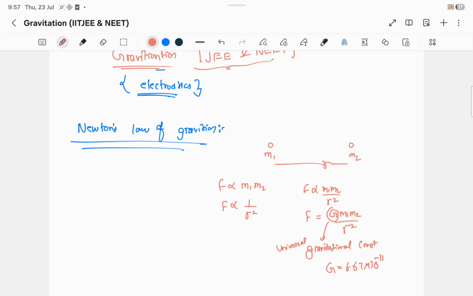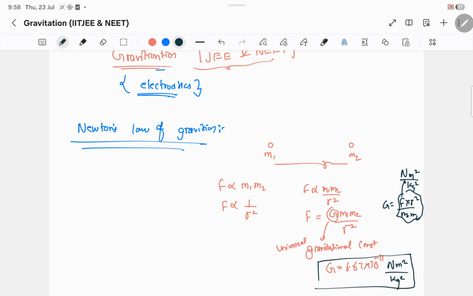Now the unit also you can remember, but sometimes students might forget the unit, so I will help you remember it. Suppose we have to find the unit of G, so you can rearrange this formula: G equals F into r square by m1 m2. Now remember the SI units of these. The SI unit of force is Newton. For distance between their centers we write meter square, and for mass, kg square. So you can write the unit like this if you forgot. But this value of the universal gravitational constant you must remember, because sometimes they won't give it. So it will be easy if you remember.